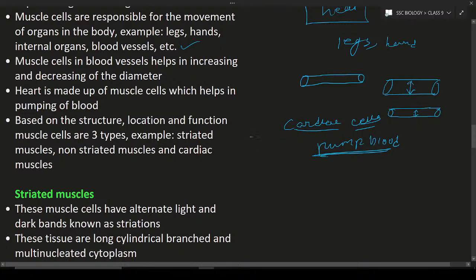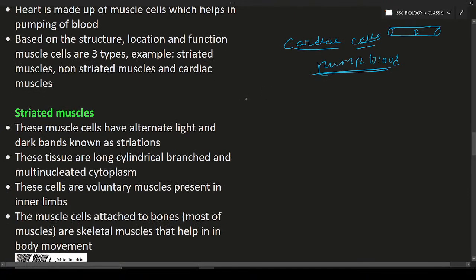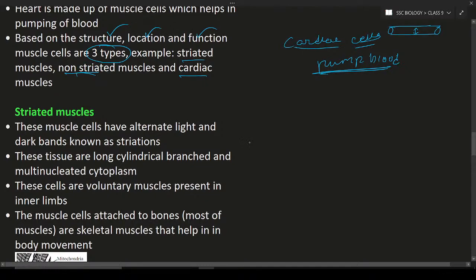Here the muscles are of three types, okay. Based upon structure, location, and function, the three types of muscles are striated muscles, non-striated muscles, and cardiac muscles. So based upon their structure, function, and location, we are categorizing muscle cells into striated muscles, non-striated muscles, and cardiac muscles, okay.